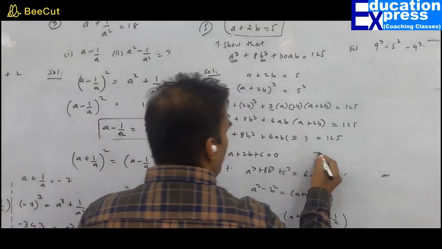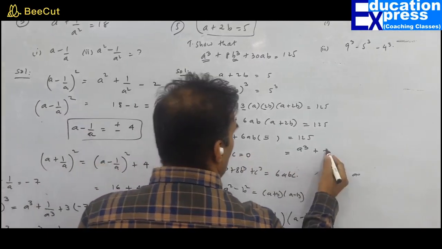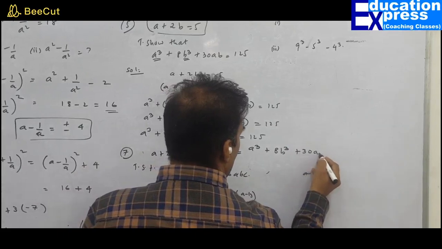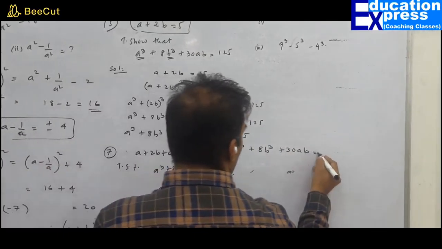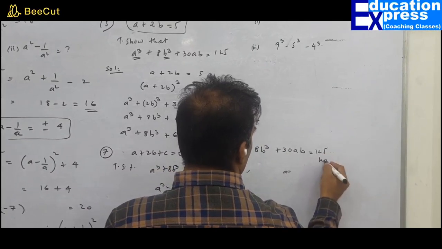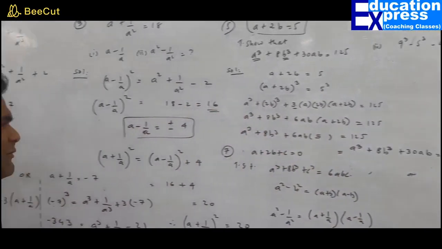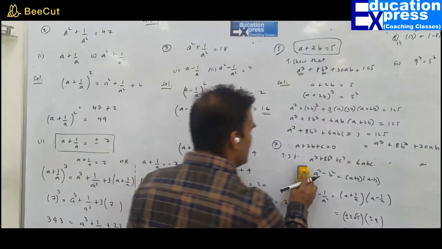Then what? a cube plus 8b cube plus 30ab equals 125. Hence proved. So I'm sure this was a pretty simple question based on the same type of question. Have a look at question number 7.